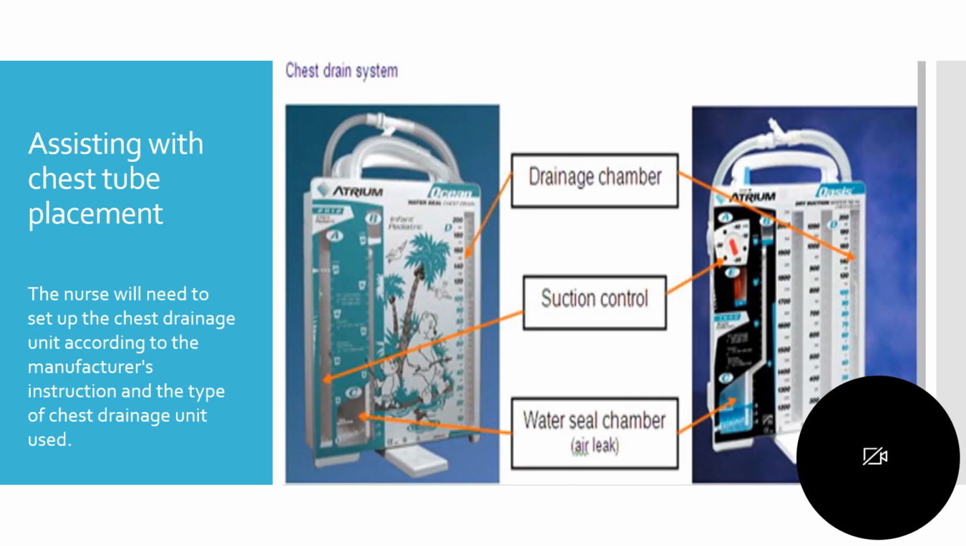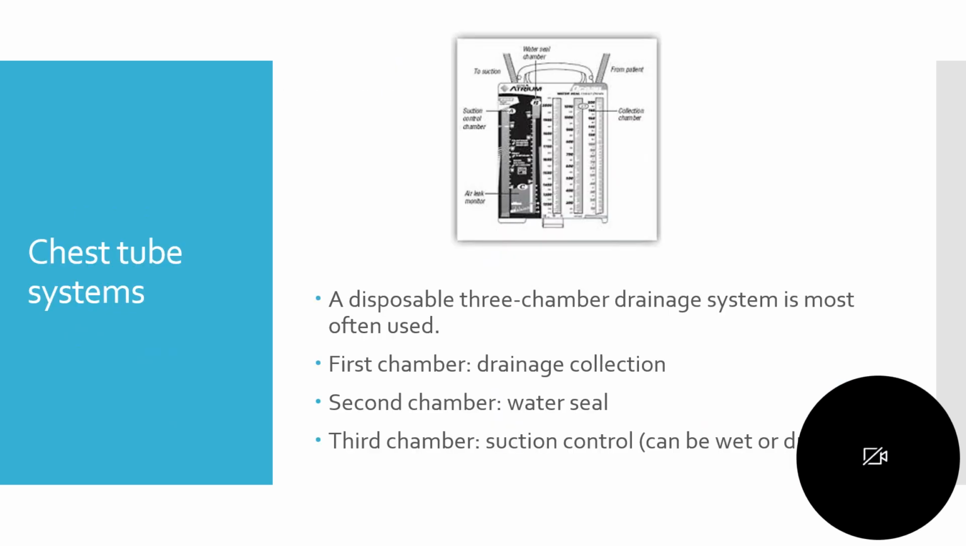These are examples of chest tube drainage systems that you may see in the hospital, and it's telling you what some of the parts of the drainage system are and what you need to look for. Usually these drainage systems are disposable. And there are going to be 3 chambers. One chamber is this one over here. This is where the fluid is going to be collected.